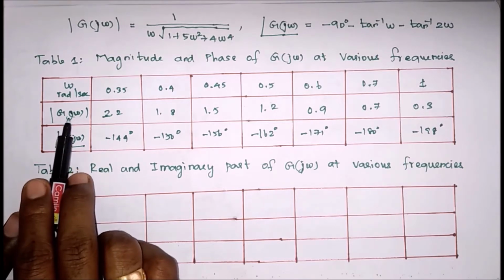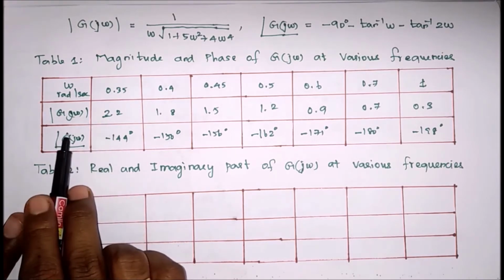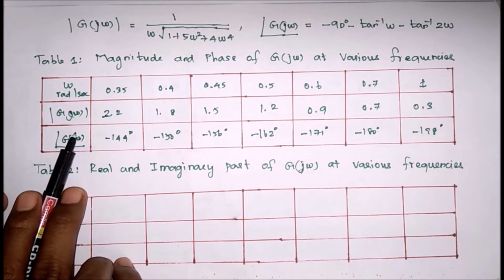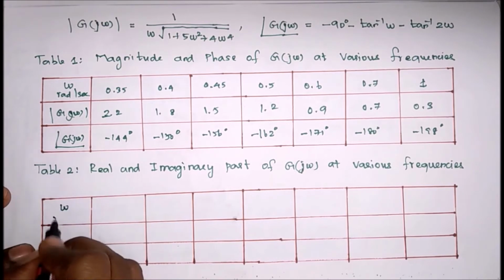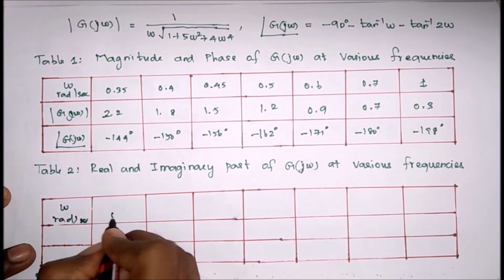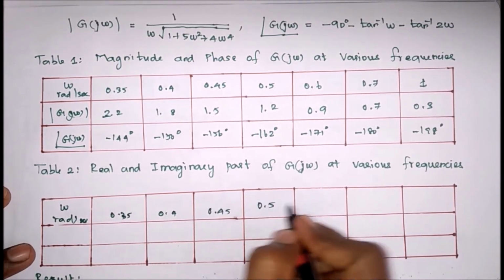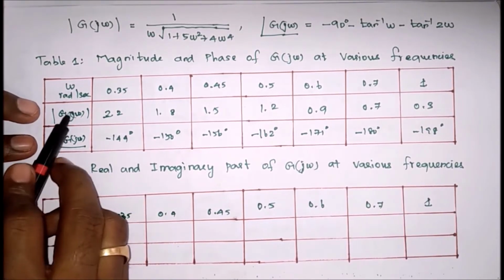By using these values, we can substitute into the polar plot and draw it. From the polar plot, we can find the phase margin and gain margin. By using the same values, with an ordinary graph sheet, we can draw the polar plot and also obtain the phase margin and gain margin values. For that, what we have to do? First we have to take the same omega values, radian per second: 0.35, 0.4, 0.45, 0.5, 0.6, 0.7 and 1. Now these are the magnitude and angle.